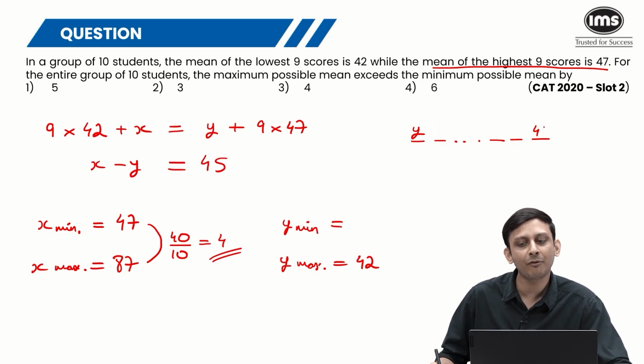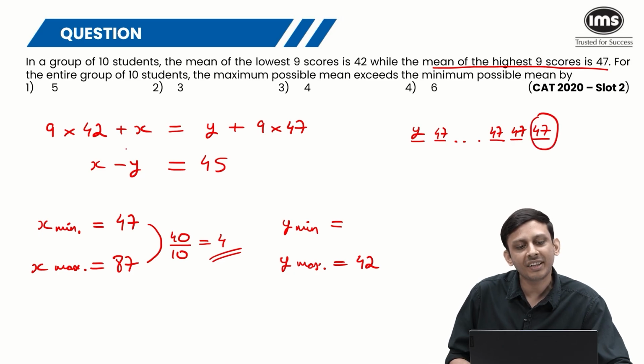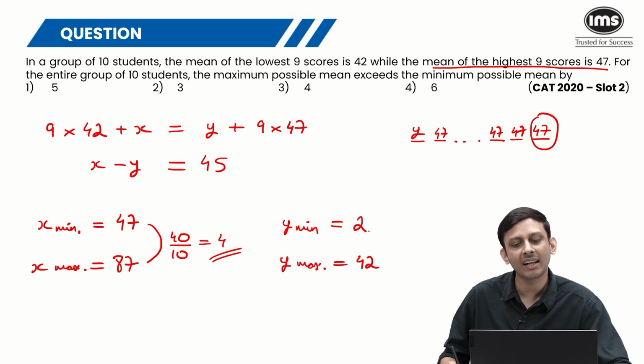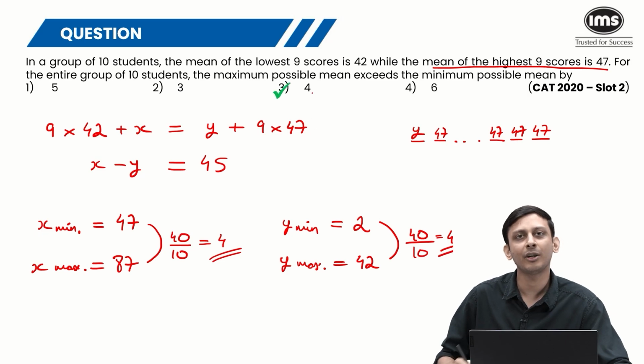So the minimum I can take for x is 47, in which case all these highest 9 values will be 47. Now, if x is minimum 47, then using this, we will get the minimum value of y. Okay, the x and y difference is 45. So y will be 45 less than 47. 47 minus 45, that will come out to be 2 as the minimum value of y. And therefore now again same thing, the difference of 40. And we are looking at the average of 10 students. So 40 by 10, that also will give us 4. So the answer will be finally option 3.